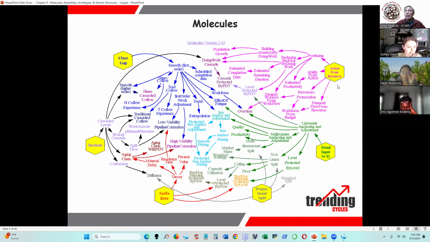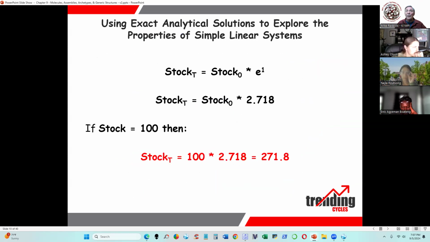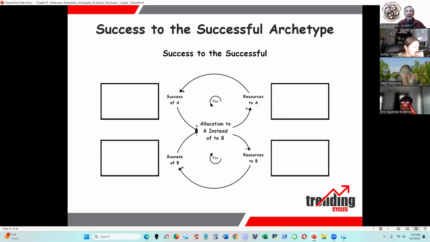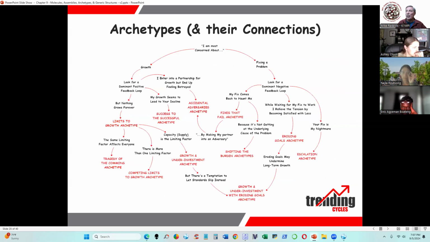Or I need an action from a resource, whatever. So with the archetypes, I can't remember the guy's name, but we'll show you the paper in a minute. Same idea. Can we organize the archetypes? So if you have a problem, you can try and find the appropriate archetype that might guide your model. Okay, so I'm most concerned about growth or fixing a problem, and then you start on your journey to the most likely archetype that would assist you in conceptualizing the model.